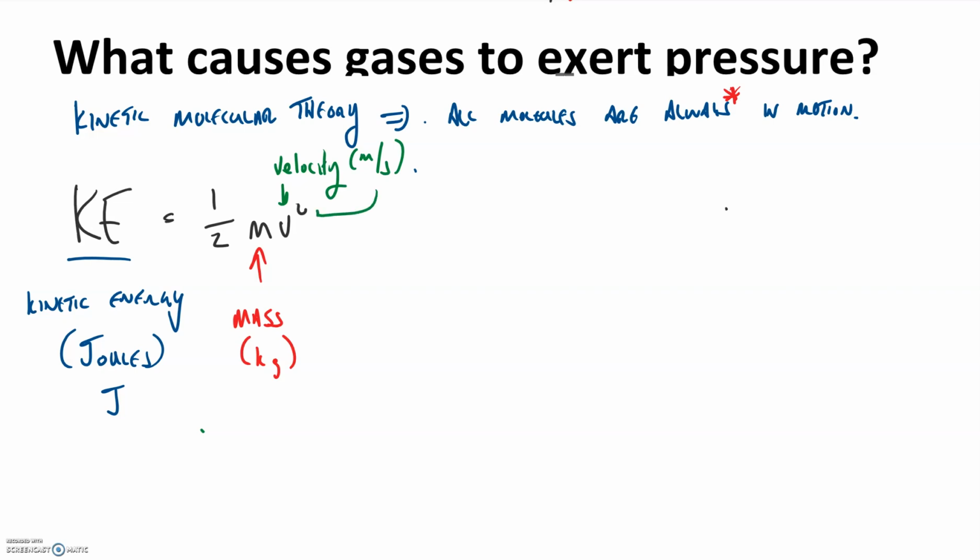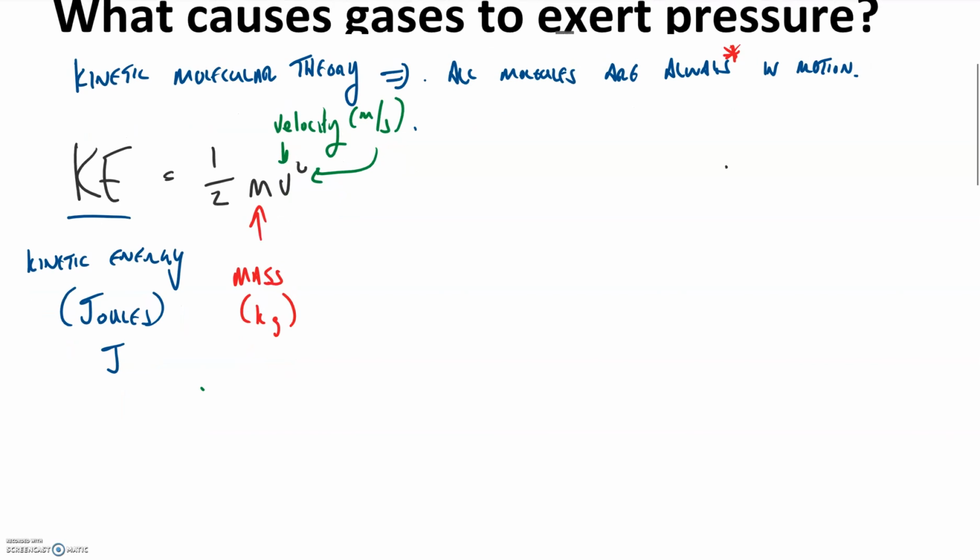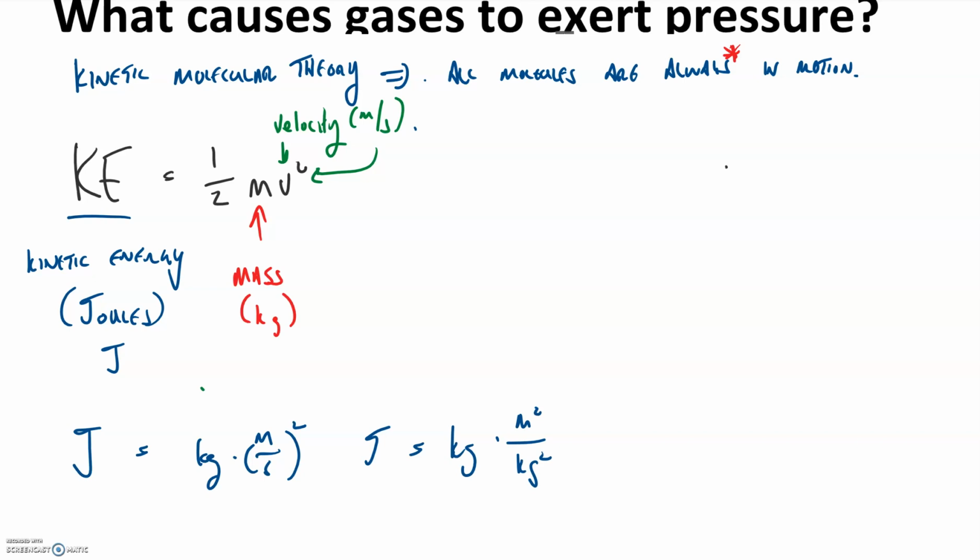And let's be careful here because velocity is being squared, and that means that there is another way to write these units: a joule is the equivalent of a kilogram times a meter per second squared, or in other words, a joule is equal to a kilogram times a meter squared over a second squared. Well, how does this relate to temperature? Obviously, temperature has a lot to do with velocity.